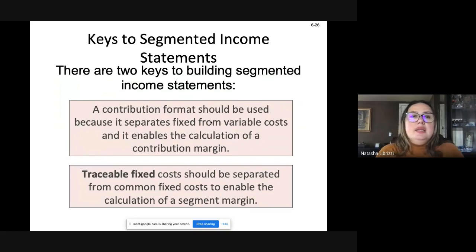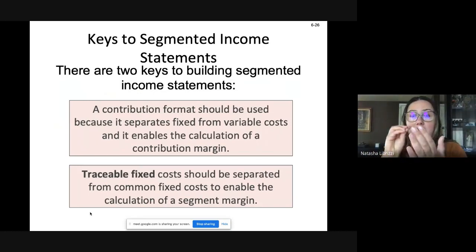So the key to a segment income statement is that there are two keys to building segment statements. We're going to use contribution format, which we've been using for managerial accounting, because it separates fixed from variable cost and we can really see where the numbers are. I highlighted traceable fixed cost. I mentioned it before, but this is where it really comes in. It's not direct cost, but traceable, like it is traced to this department.